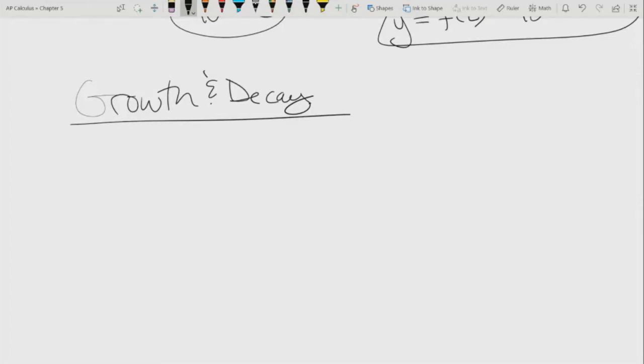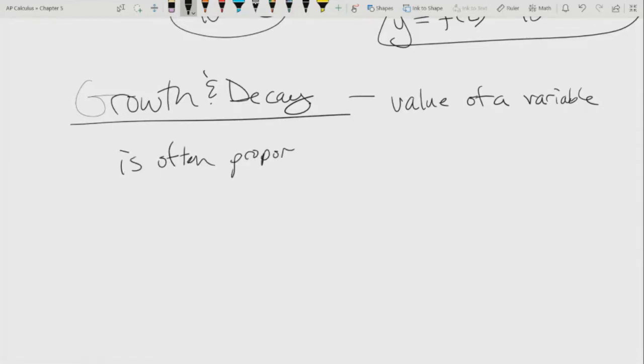So here's the thing to keep in mind with this. It's often the case that the value of a variable is proportional to the rate of change of that variable.